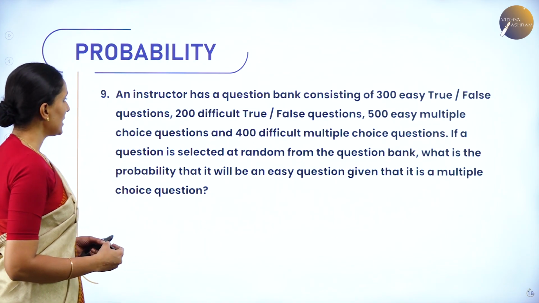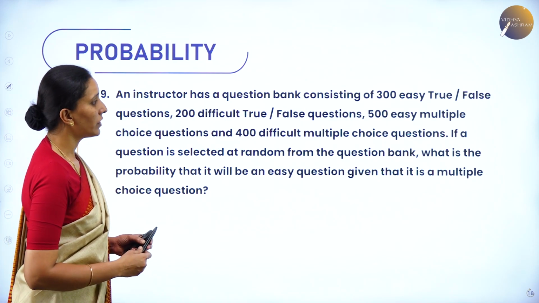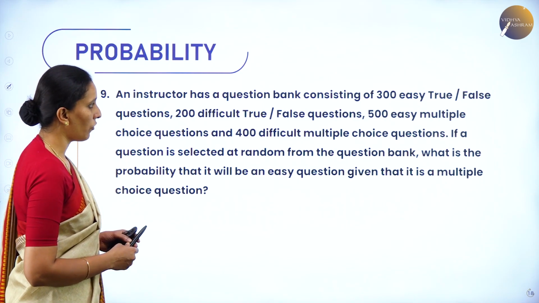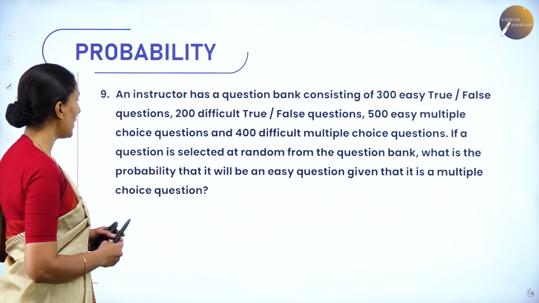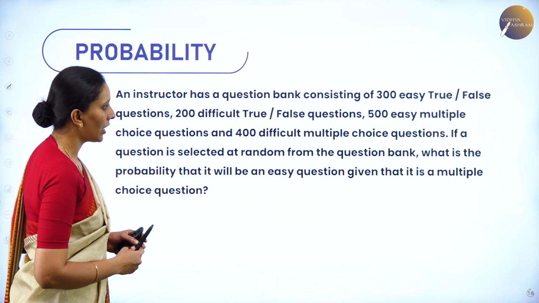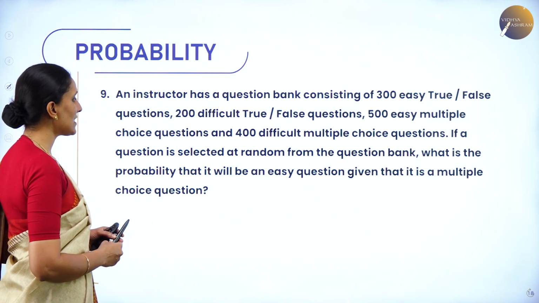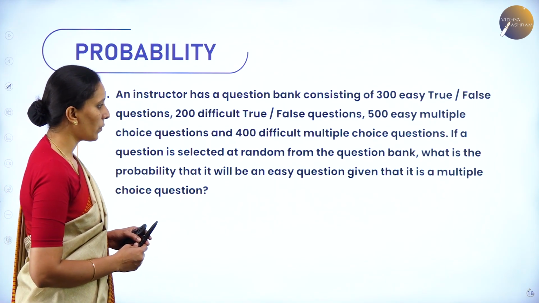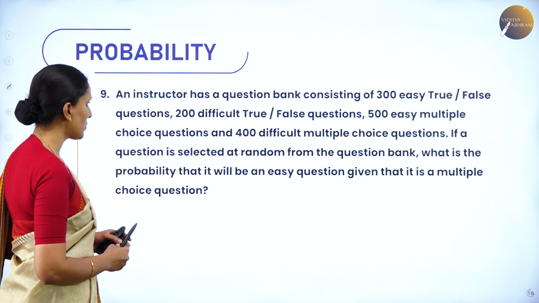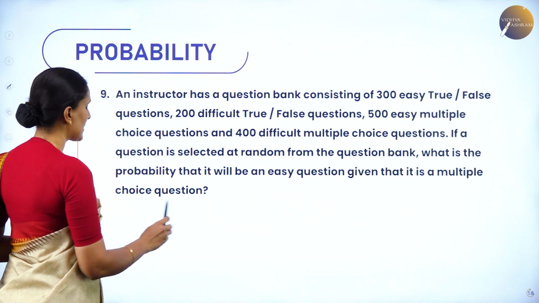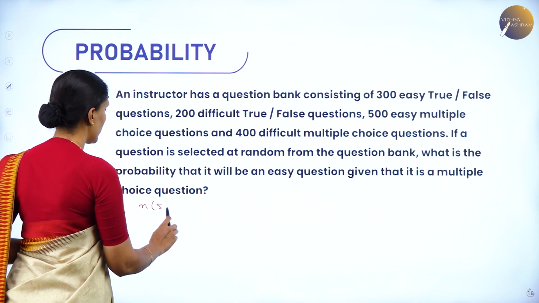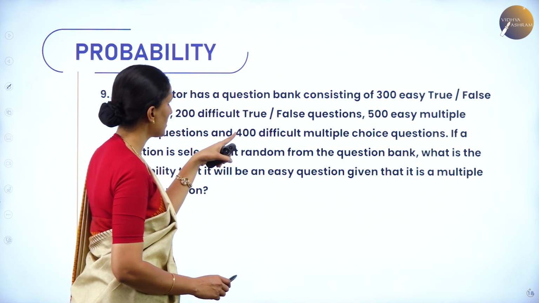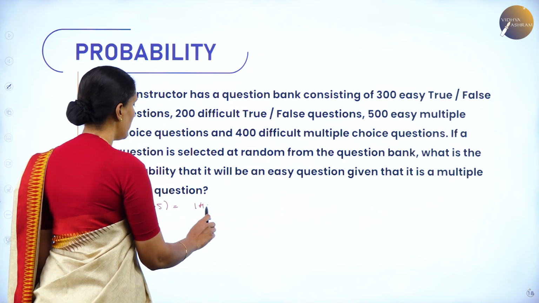Next question. An instructor has a question bank consisting of 300 easy true or false questions, 200 difficult true or false questions, 500 easy multiple choice questions and 400 difficult multiple choice questions. If a question is selected at random from the question bank, what is the probability that it will be an easy question given that it is a multiple choice question? So now first let us see the number of questions, that is n(S), which is 300 plus 200 plus 500 plus 400, that is 1400 questions.